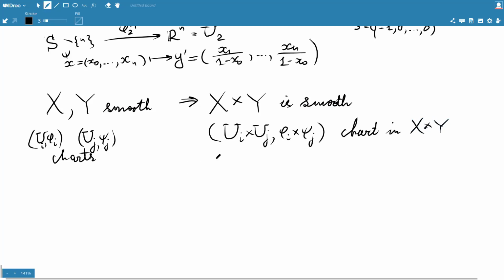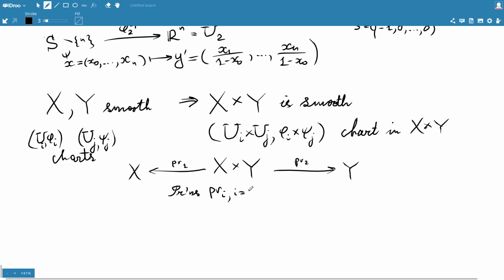Of course, you have two projections onto factors. The projection onto X, say projection 1, and projection onto Y, projections onto factors, or shortly natural projections. Then clearly these are smooth maps. Projections onto factors are of course smooth.